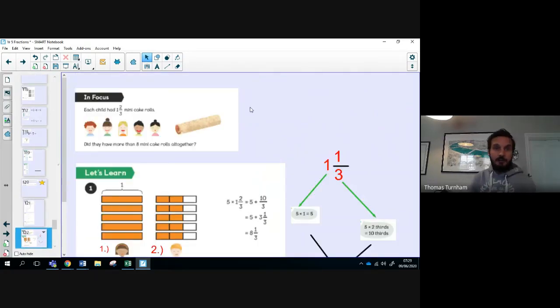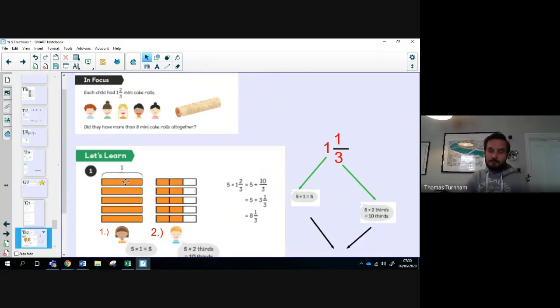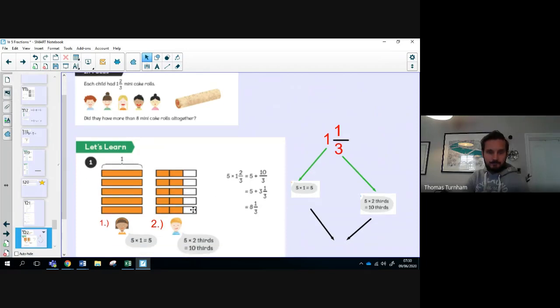This time, each child has 1 2/3 of a mini cake roll. And the question is, did they have more than 8 mini cake rolls altogether? We've got 1, 2, 3, 4, 5 children, and each of those children has 1 2/3 of a mini cake. So our sum is going to be 5 times 1 2/3. If we draw that out, every child has 1 whole and 2/3, and that happens 5 times. So essentially, we're doing 2 different calculations here.